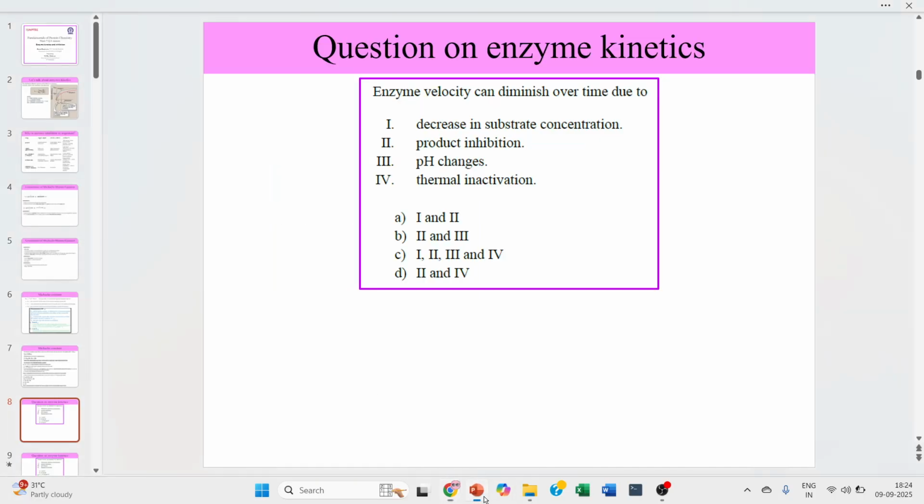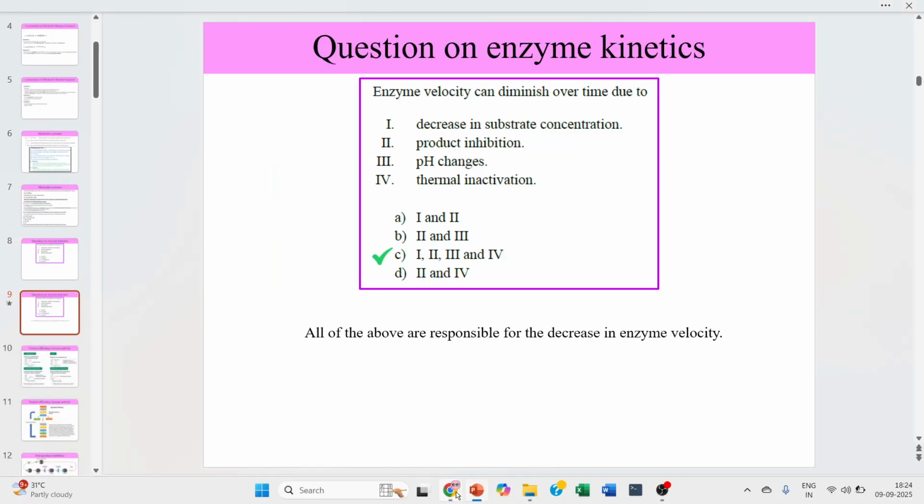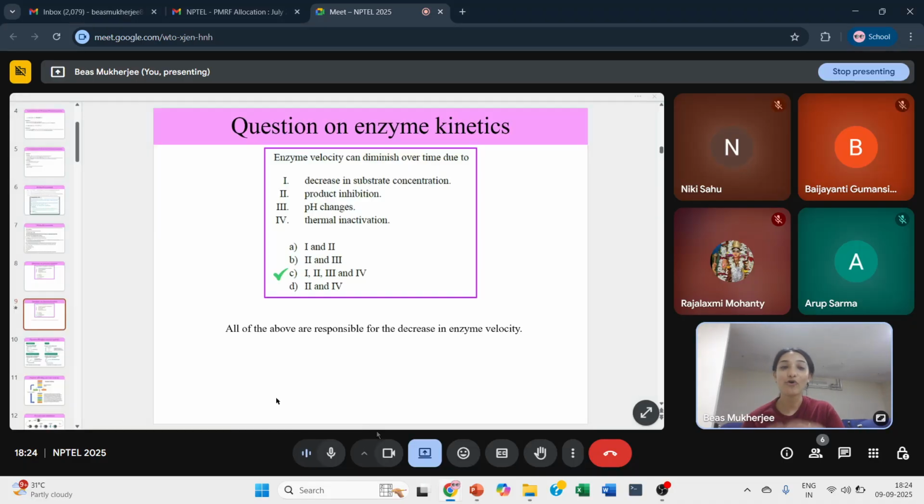Okay, let's look at the answer. All of the above. Right, so all of these different things, as I told you right now, are going to negatively impact the enzyme activity because enzyme activity is restricted to very sensitive temperature, pH, substrate concentration and product inhibition, and all of these other factors as well.